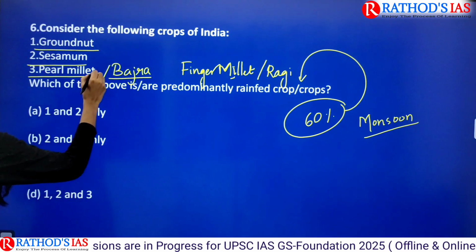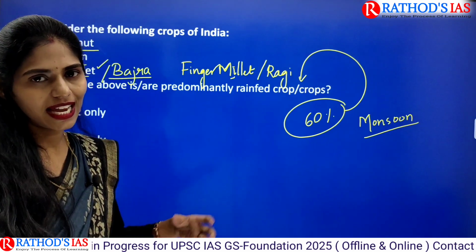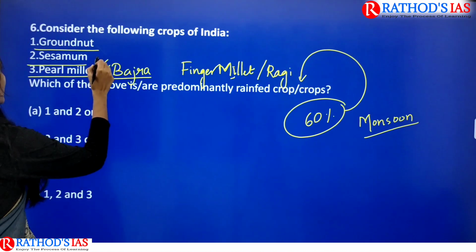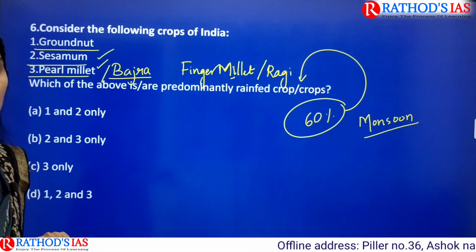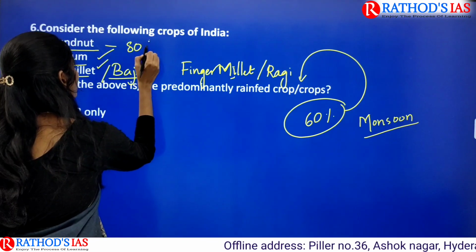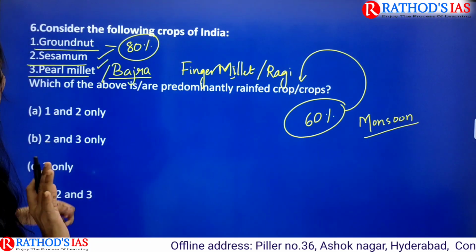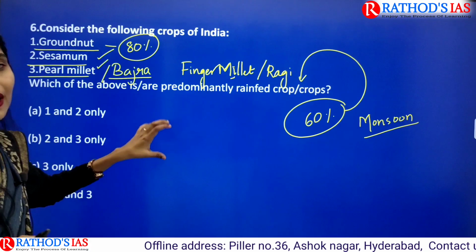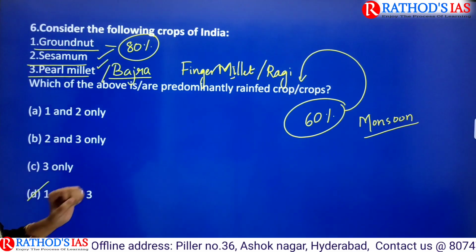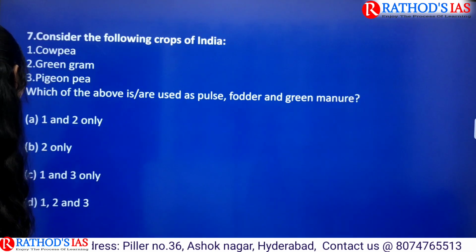In cereals, we have pearl millet and finger millet. They belong to the category of crops which depend upon rainfall. Even oil seeds like sesame and groundnut are also dependent. And do you know this fact? About 80% of groundnut grown in India is rain-fed. So all these three are predominantly rain-fed crops in India. So the answer will be D, 1, 2 and 3. Clear? Yes. Now let us move on to the next question.